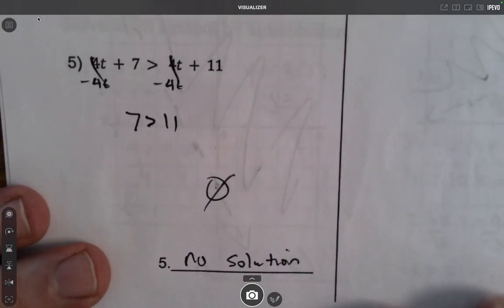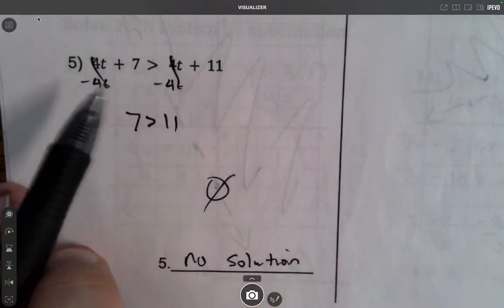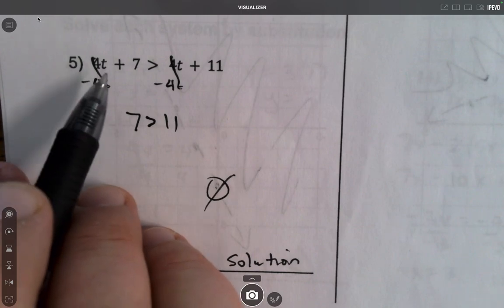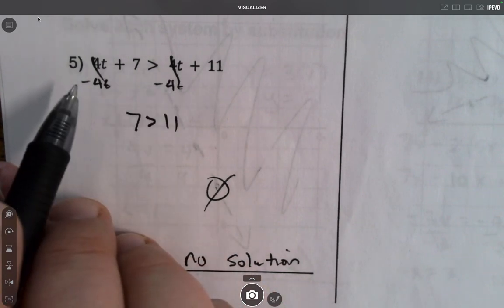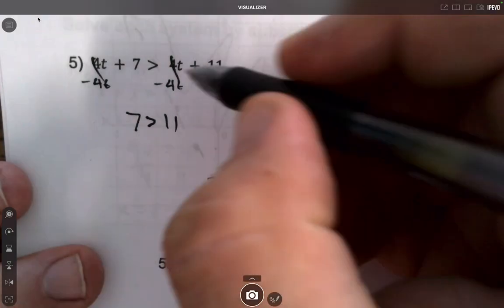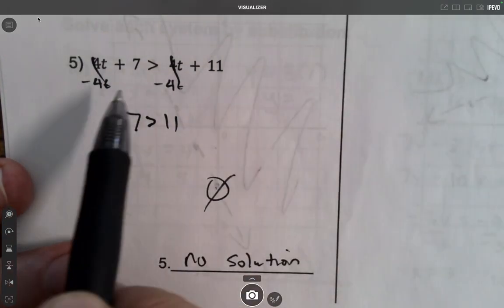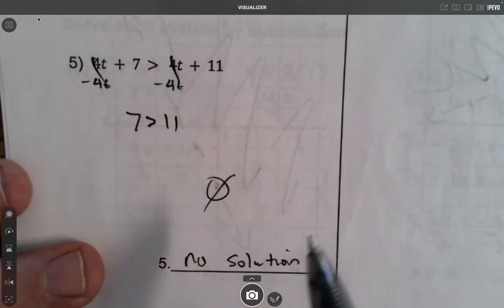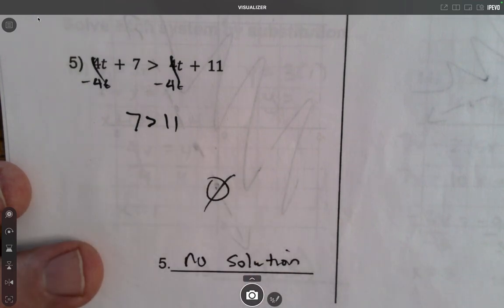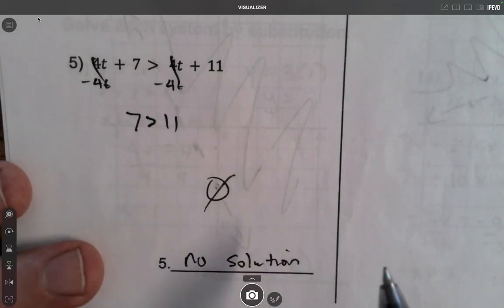Number 5, we had variables on both sides here, 4t and 4t. So again, my preference or my style, it's not required, but when there's variables on both sides, what I do first is combine the variables. So I subtracted 4t from both sides, but that actually canceled both of them out on both sides because they were both 4t. So all that's left was the 7 greater than 11. As you probably know, 7 is not greater than 11. That means there's no solution to this. There's no value of t that can make this true.